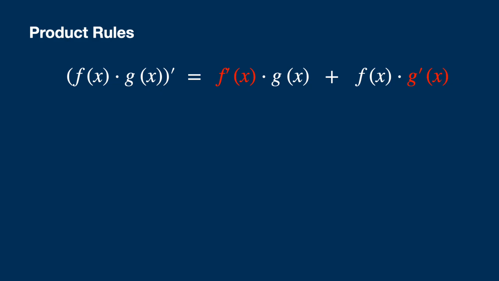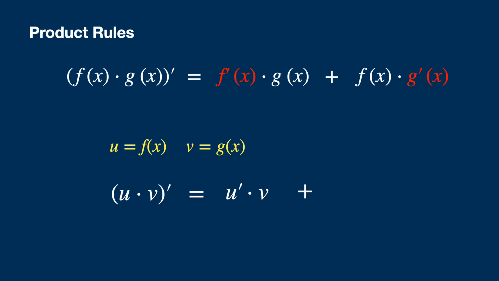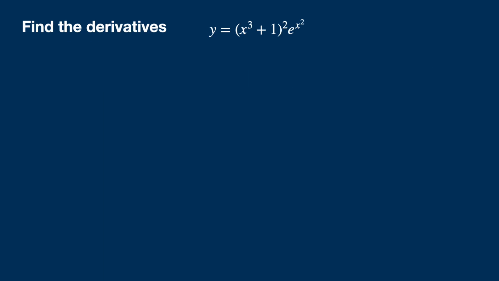I'm going to give a simpler form right here, guys. I'm going to put u equal to f of x, v equal to g of x. This form is u times v. The first function's derivative, u prime times v, plus the second function's derivative, that's u times v prime. That's going to be the product rule, guys. Be very careful with the product rule. So let's practice.